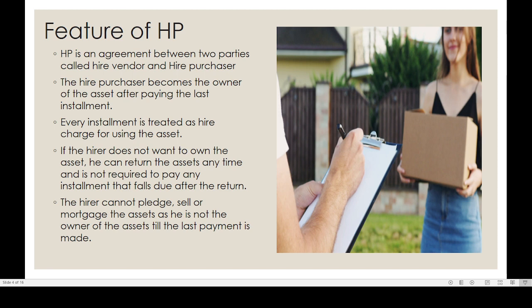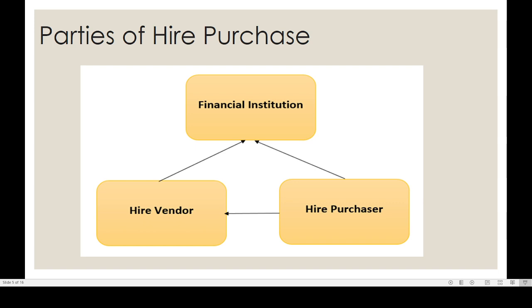Mainly you have to remember here: you are not the owner, and you don't have a right to sell, alter, or pledge that particular asset. You will become the owner only after the payment of the last installment. Until then the hire vendor himself is the owner of that particular product. The next we will see the parties of hire purchase.